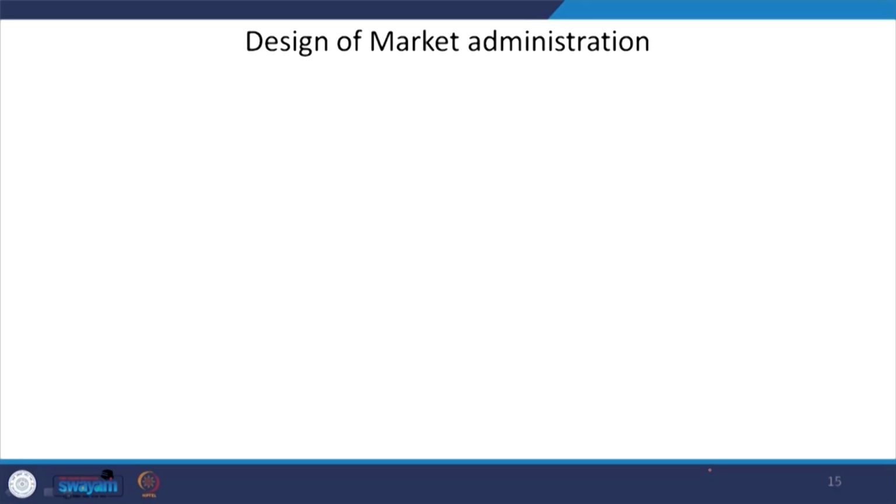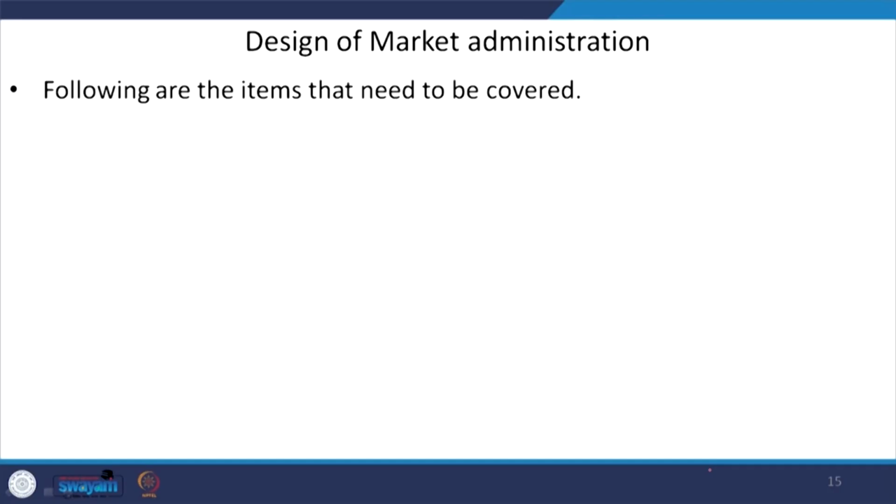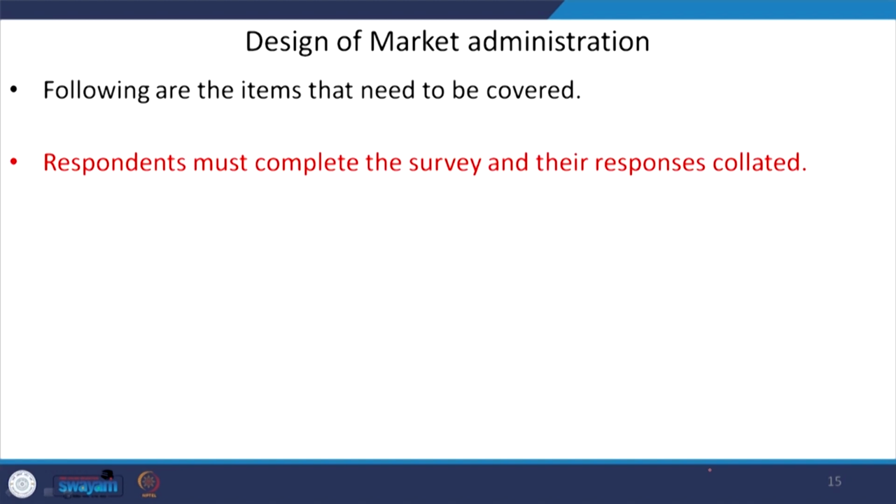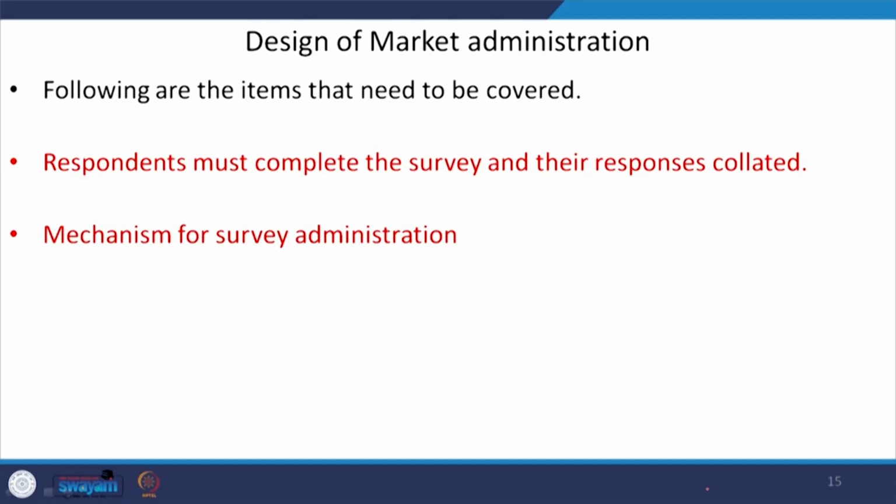The next step for conducting the CV survey is designing the market administration. How to design this market administration process? Generally these are the items that need to be covered under this market administration. The first one is that respondents must complete the survey and their responses must be collated, and that is how the mechanisms for the survey administration can be conveyed.